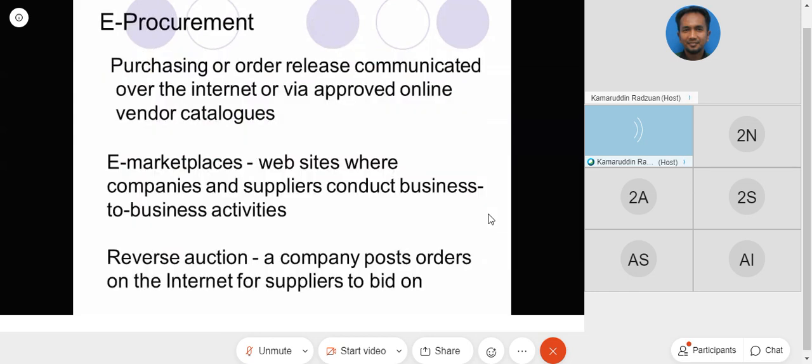Specifically, we also have electronic procurement, e-procurement, where the purchasing or order release is communicated over the internet via the approved online vendor catalog. We also have an e-marketplace, where on the website, companies and suppliers conduct business-to-business activity and also reverse auction. So this is what we have in the previous slide about the types of e-business that we have.